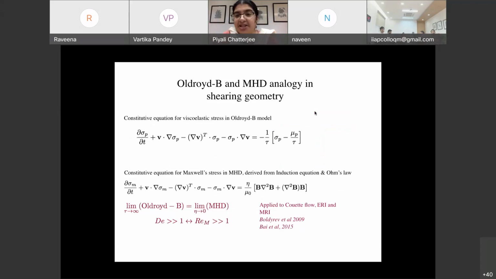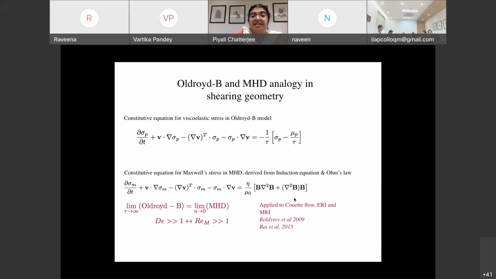Now, if you like mathematics, though you don't have to like it right now, suppose you want to write an equation for the stresses for the polymer using the Oldroyd-B approximation, and you also write the evolution equation for the Maxwell stress in MHD. Just focus on the fact that the left-hand side of both these equations looks identical. It's only the right-hand side which is different. Now if you take the approximation in which tau tends to infinity, so the relaxation time tends to infinity, the right-hand side of the Oldroyd-B equation would vanish.